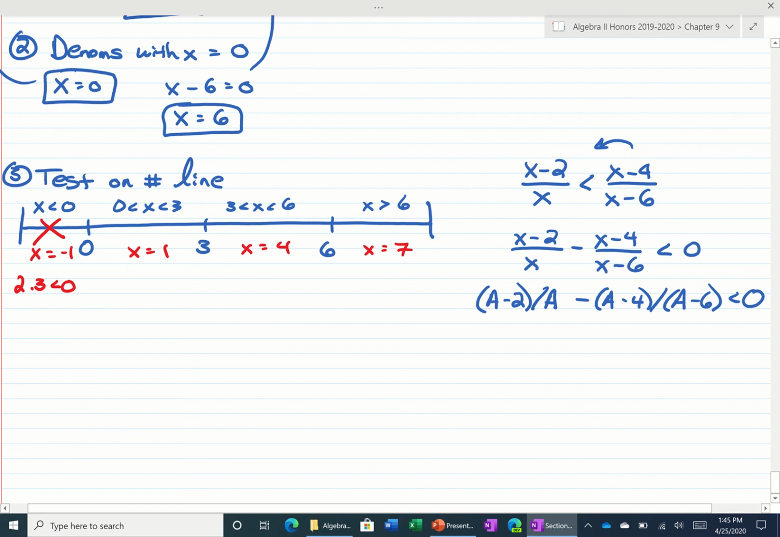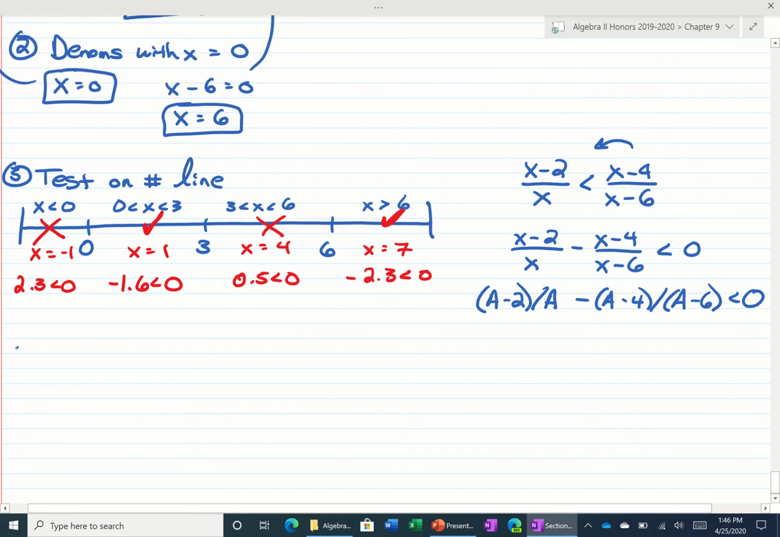If I store 1, hit 1 store, and I'm going to go back up to the equation I typed in, I get negative 1.6 is less than 0. So that's true. If I type in 4, I'm going to store it and go back. I'm getting 0.5 is less than 0. I don't think so. And if I type in 7, I get negative 2.3 is less than 0, which is true.